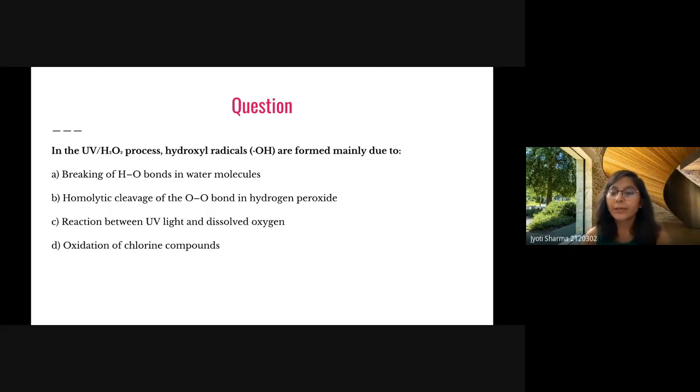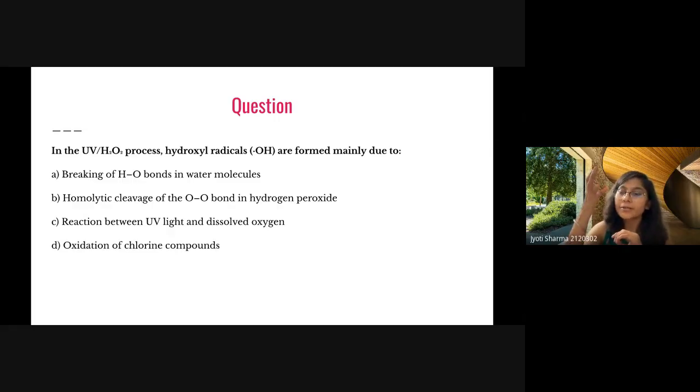So Venkateshwara gave me B, and yes, the answer will be B only. Why is this B? Because we have hydrogen peroxide. Then we will give ultraviolet radiation to the hydrogen peroxide, because ultraviolet radiation has very high intensity, because it has a very short wavelength. That's how it has a very high intensity.